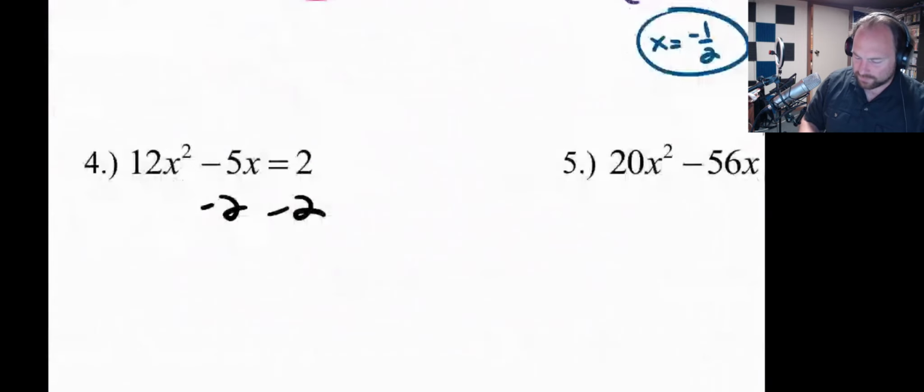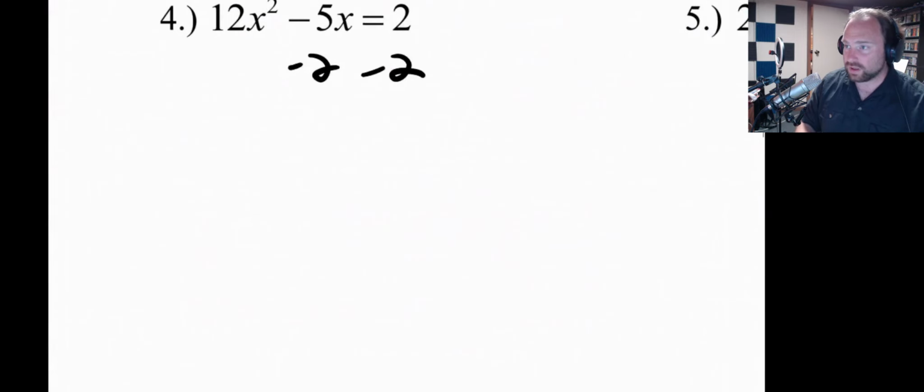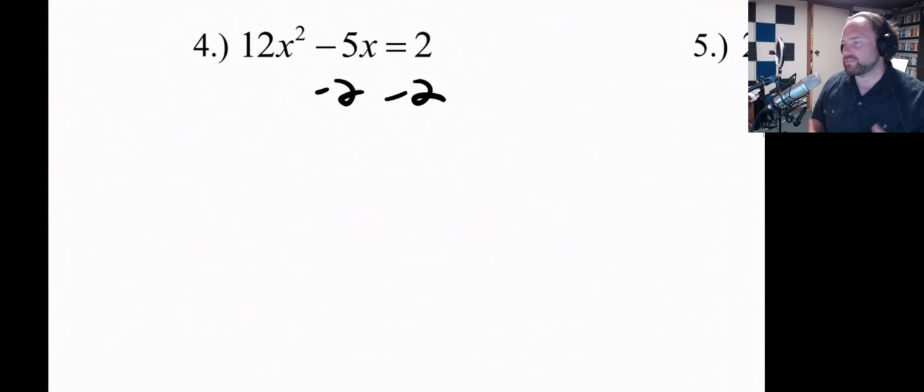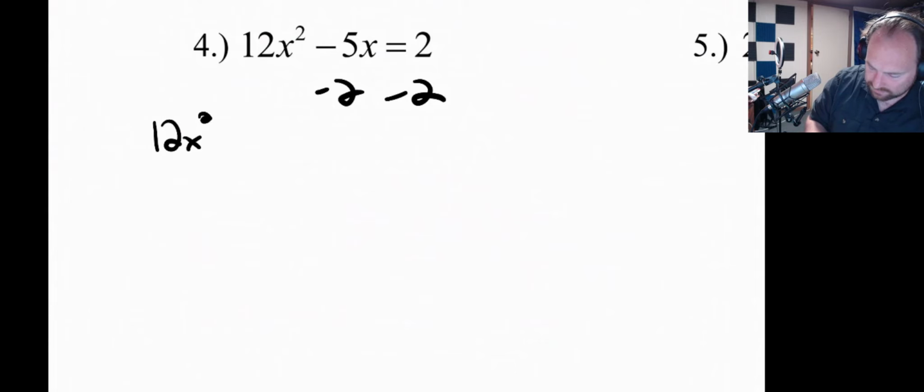Let's talk about number 4 for a little bit. Number 4 I mentioned earlier. What you want to do in this problem is start by making it into a standard quadratic by subtracting that 2 over from both sides. Let's start with 12x squared minus 5x minus 2 equals 0.